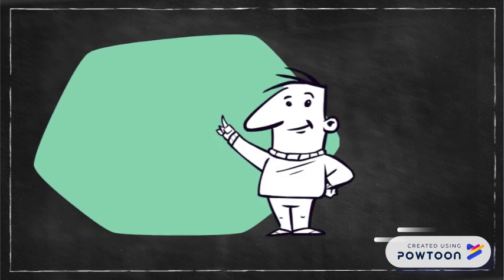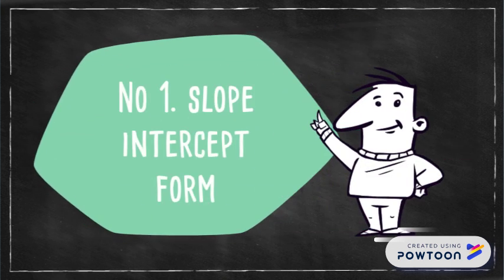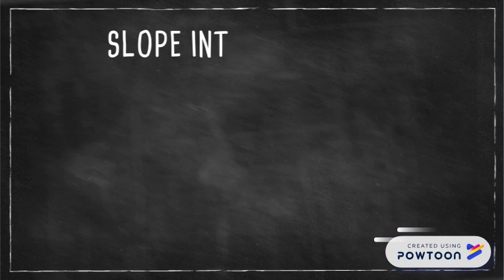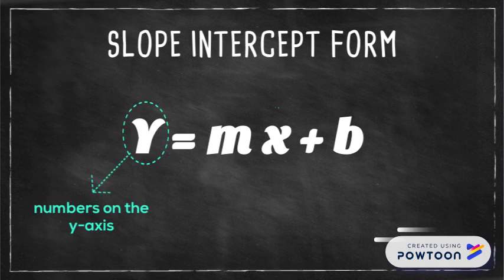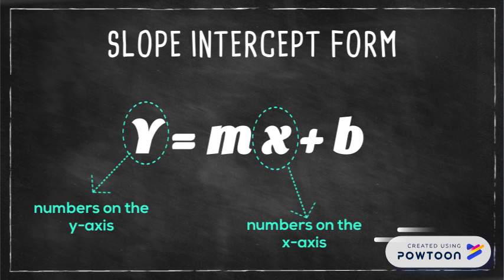Okay, so now let's dive into slope-intercept form. Slope-intercept form is y equals mx plus b. In this case, y represents the numbers on the y-axis, and x represents the numbers on the x-axis. Also, m means the slope on the graph, and b is the y-intercept in the situation.